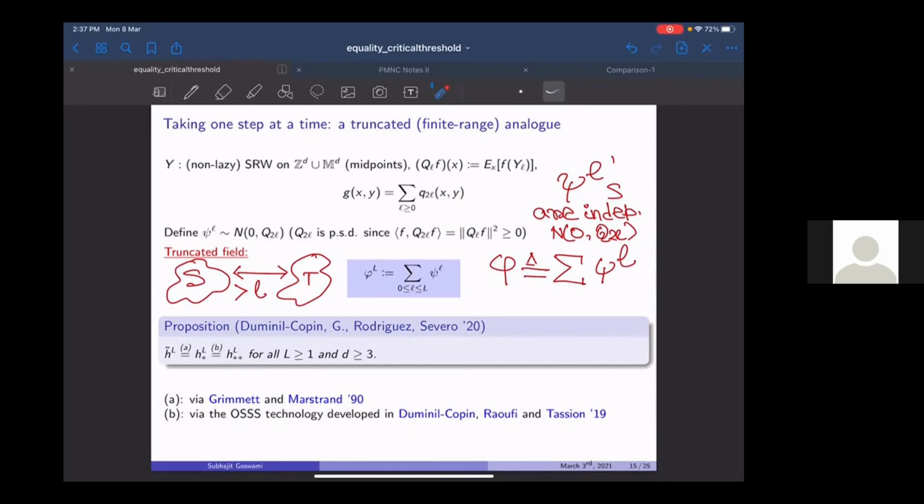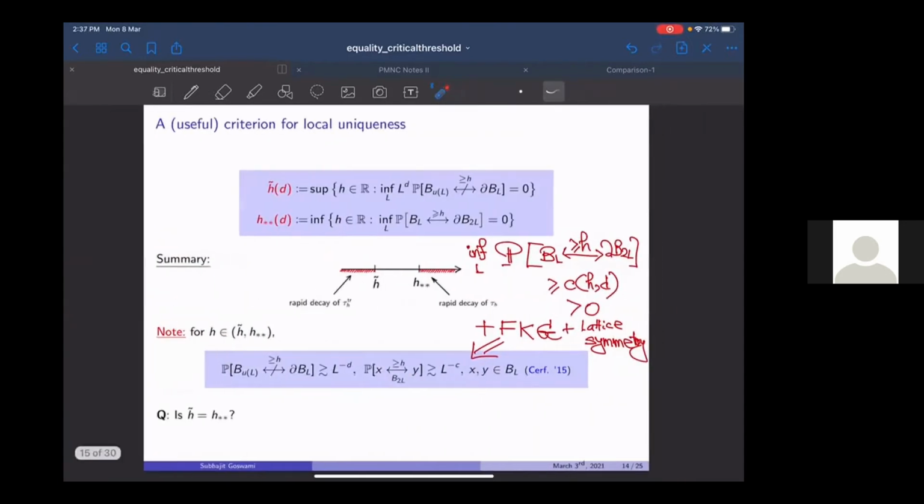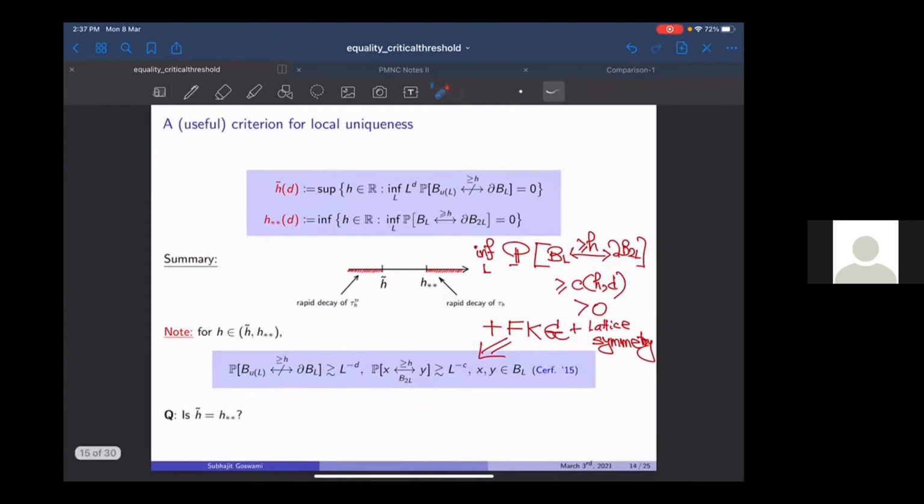but it is indeed true. So you can similarly define these three critical parameters: h tilde, a star. Of course, a star is the usual critical parameter for the percolation, and a star star and h tilde are just defined as they are for the Gaussian free field, except that you replace phi with phi tilde L, phi L.